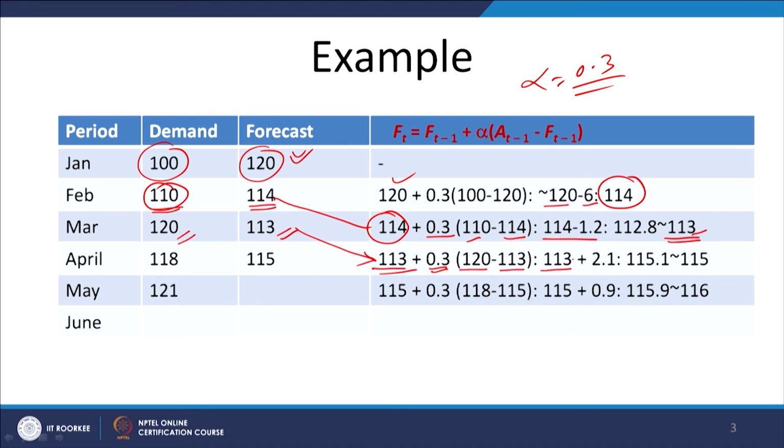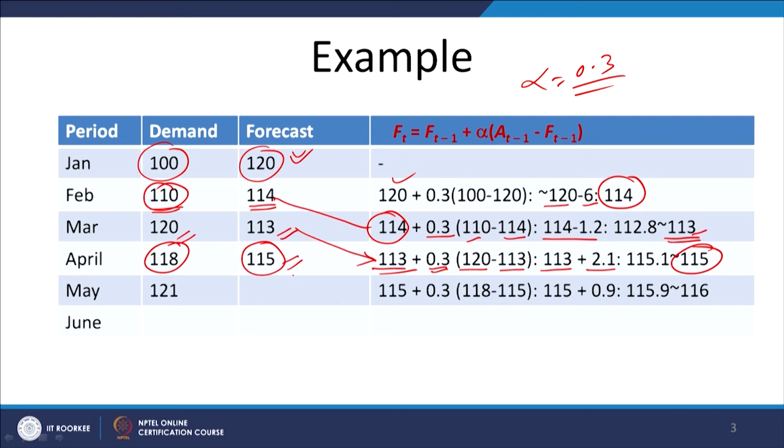So, 113 plus 2.1, this will be giving us the forecast of 115. So, forecast 115 is the forecast for the next period, that is April. So, if you have the April forecast 115 and the actual demand is 118, this can be used to calculate the forecast of May.